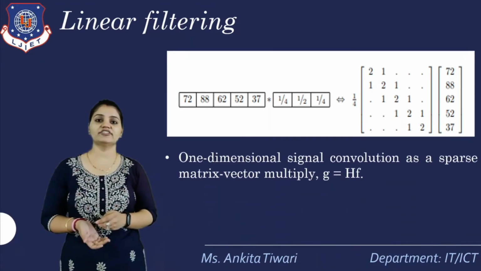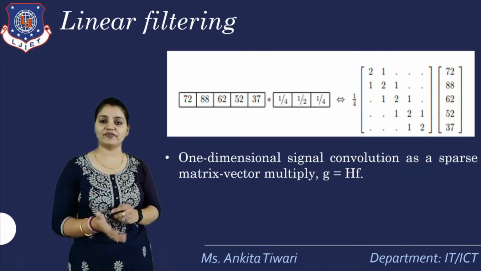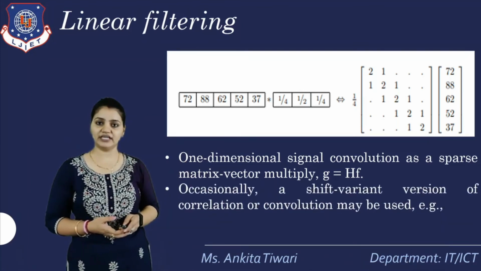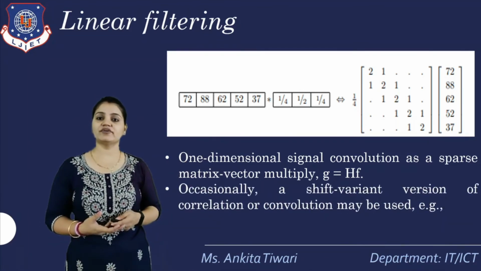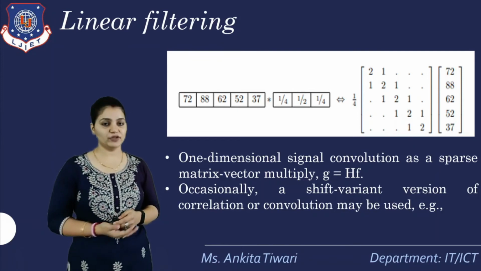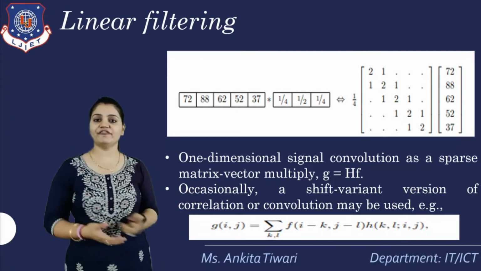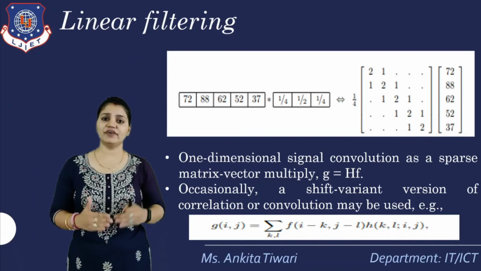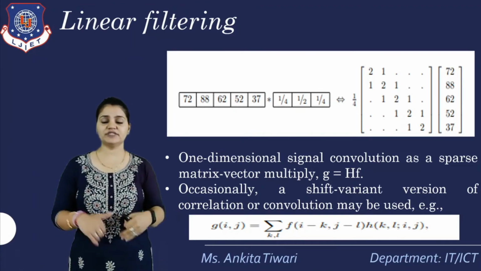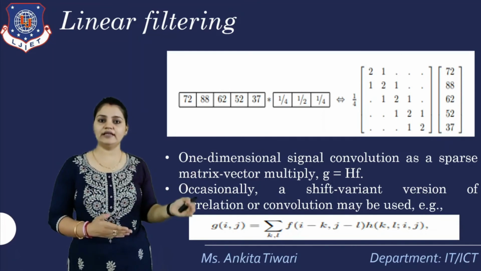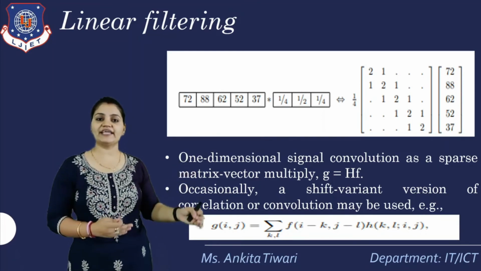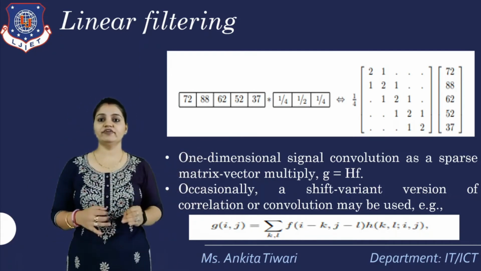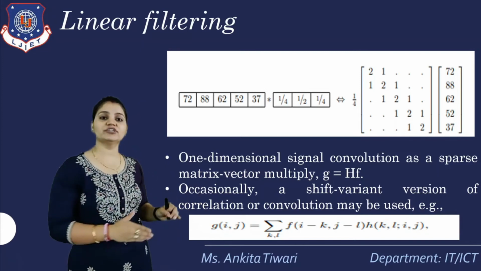One dimensional signal convolution as a sparse matrix-vector multiplication is defined as G equals HF, which is defined with the formula. I have taken an example. Occasionally a shift variant version of correlation or convolution may be used. For example, G of i comma j, that is rows and columns, equals the summation of the function f of i minus k and j minus l, multiplied with h of k, l, which is also taken in the form of i and j. This is the formula to find a shift variant version of correlation or convolution that can be used.